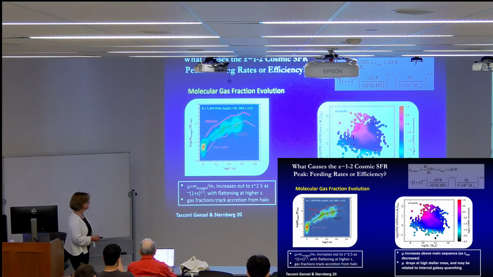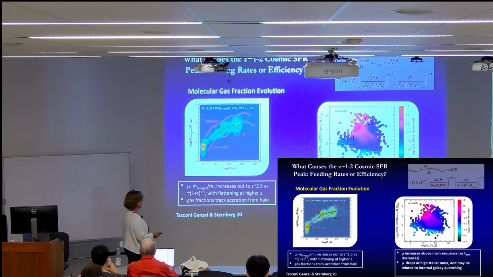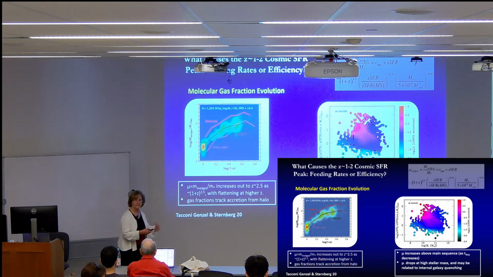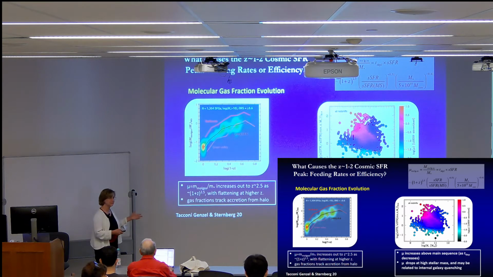So if you account for the redshift dependence, here we do the same thing with this plot of the specific star formation rate, stellar mass plane. And here the gas fractions are color-coded. Now we see that there is also an increase in gas fraction as you go above the main sequence, and a decrease as you go below. So the gas fraction increases as the depletion time decreases, and this is what causes this increase in star formation off the main sequence.